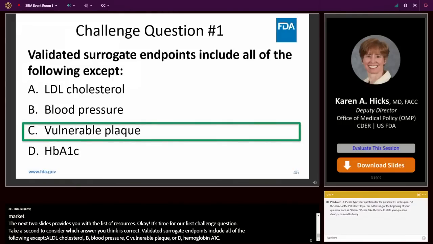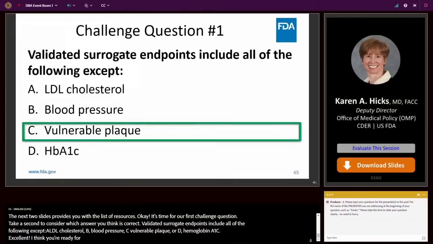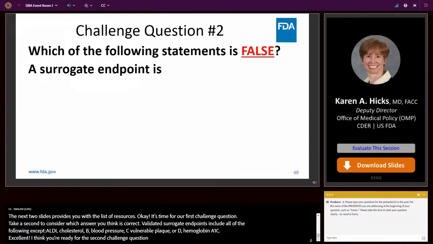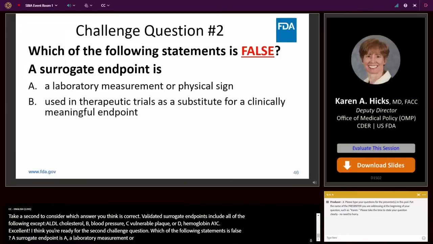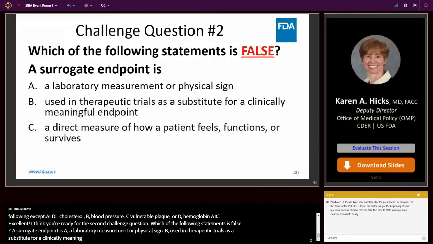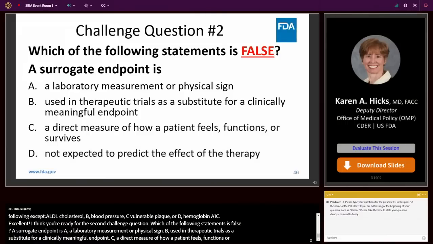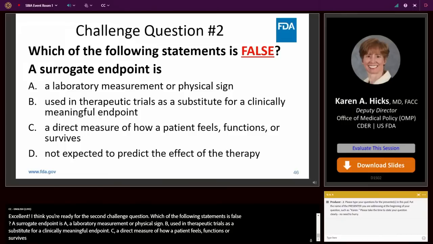Excellent. I think you're ready for the second challenge question. Which of the following statements is false? A surrogate endpoint is A, a laboratory measurement or physical sign, B, used in therapeutic trials as a substitute for a clinically meaningful endpoint, C, a direct measure of how a patient feels, functions, or survives, or D, not expected to predict the effect of the therapy. Take a second to consider which answer you think is correct.